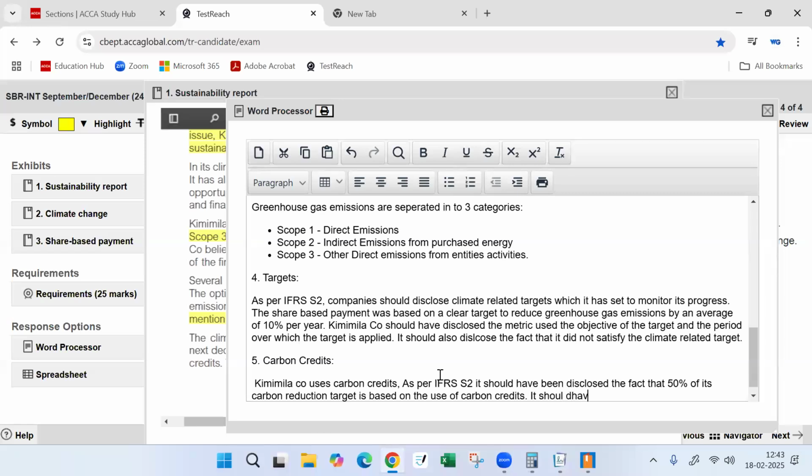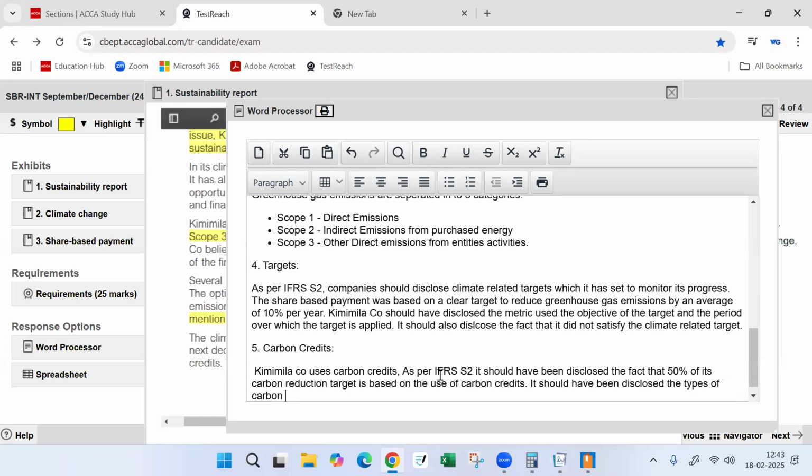It should have been disclosed the types of carbon credit used and other factors to help the users assess the credibility and integrity of carbon credits.